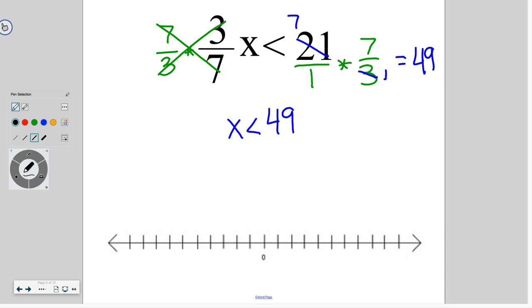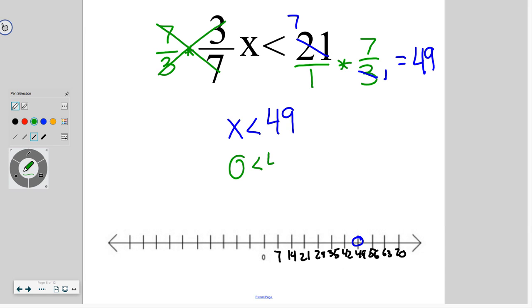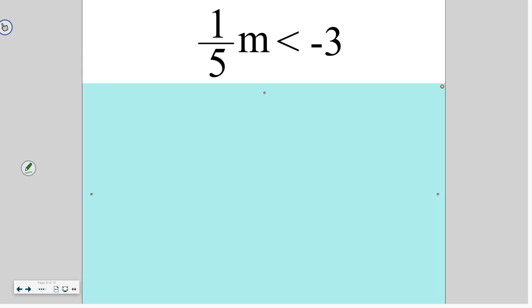I'm going to have to re-number my graph. I'm going to go by 7s. You could go by anything else, though, as well. So I'm going to put that open dot at 49, and I'm going to test my point and say 0 is less than 49, which is a true statement. So my arrow is going over the 0 to the left. Go ahead and try this one on your own.